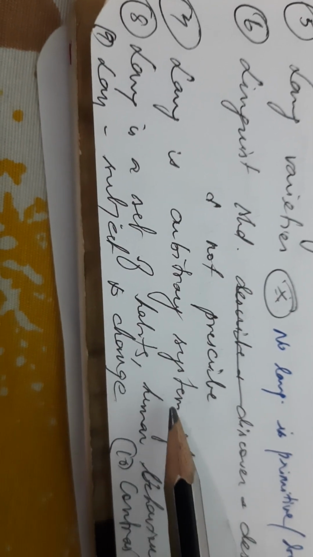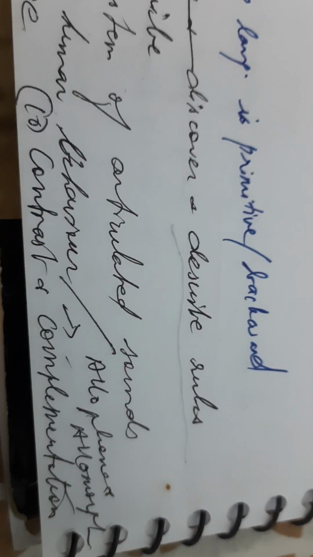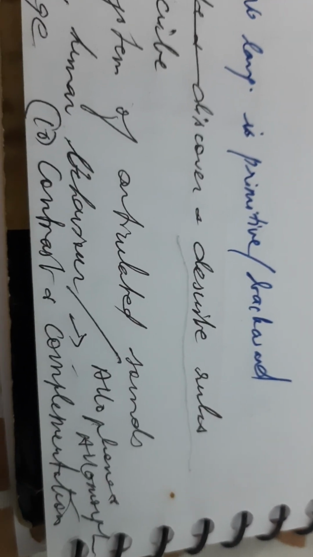So this is a repetition made by the descriptive linguist. And apart from that, the last point, the 10th one, they talk about the allophones and allomorphs, the contrast and complementation. Allophones and allomorphs again we have done. So all these are observed by the structural or descriptive linguist.